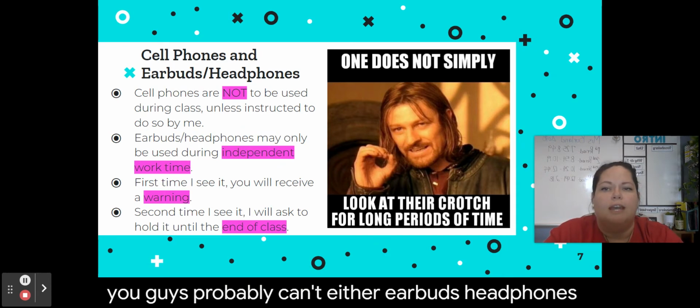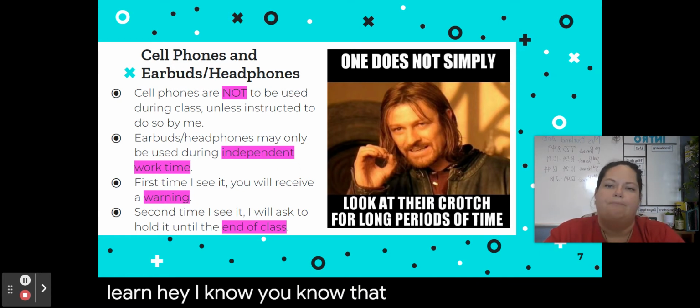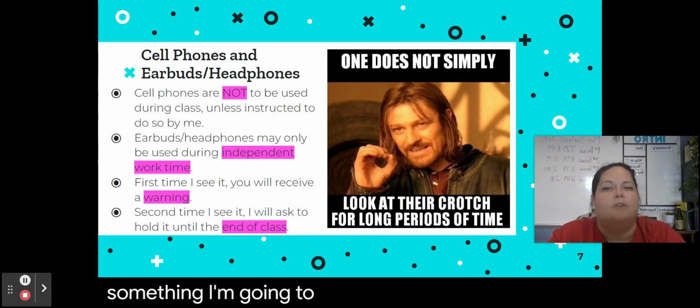Earbuds, headphones, again, only be used during independent time. Because again, you need to hear me. Come on, guys. You know that you have to pay attention in order to learn. Okay? I know you know that. First time I see something, I'm going to give you a reminder or a warning. And then after that, I'm going to ask to hold it till the end of class. Okay?